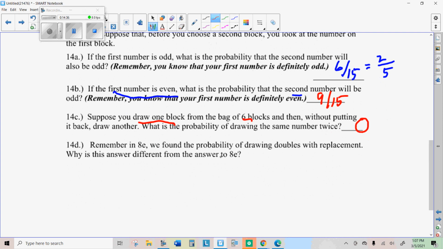Remember in 8E we found the probability of drawing doubles with replacement. Why is the answer different from the answer to 8E? Because you do not have that number as a choice anymore.